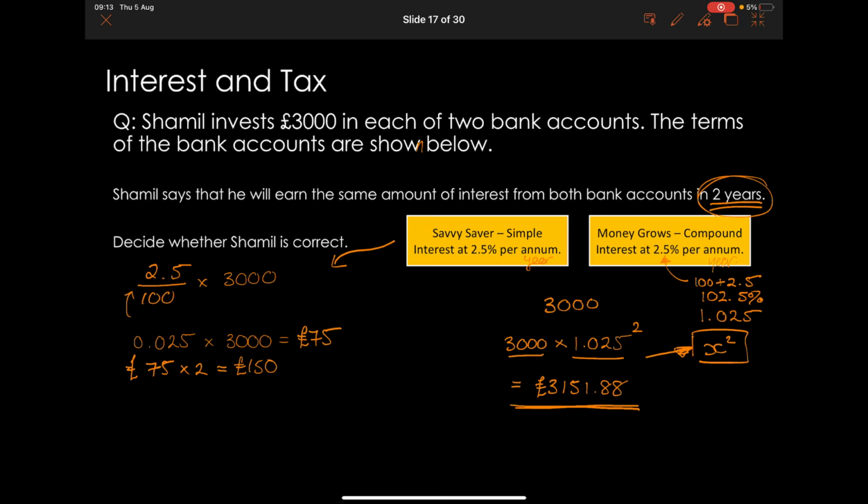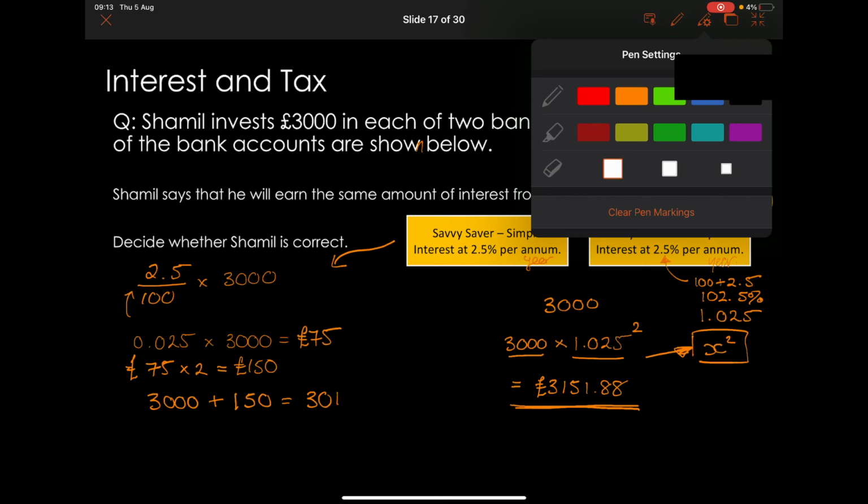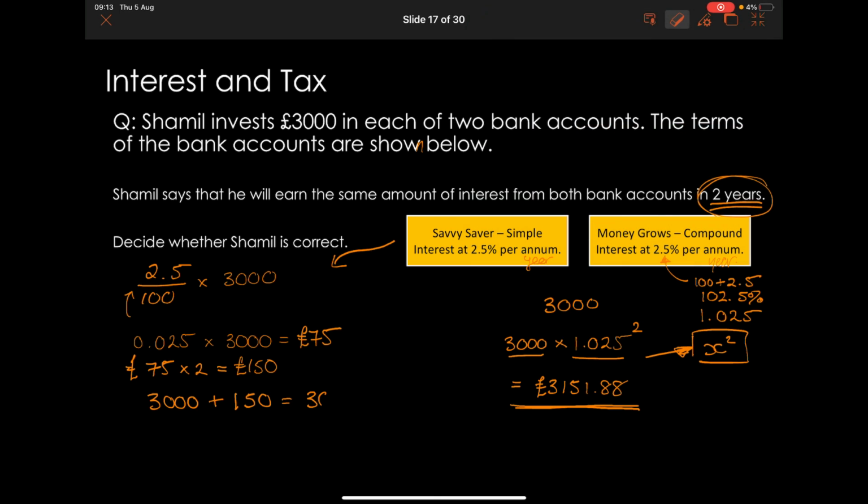We just need to go back to the simple interest and say, well, he had £3,000 originally and he made £150 interest. So that's £3,150 for that one. So as you can see here, he made an extra £1.88. Okay. Shamil is not correct. He would earn £1.88 more with the Money Grows investment.